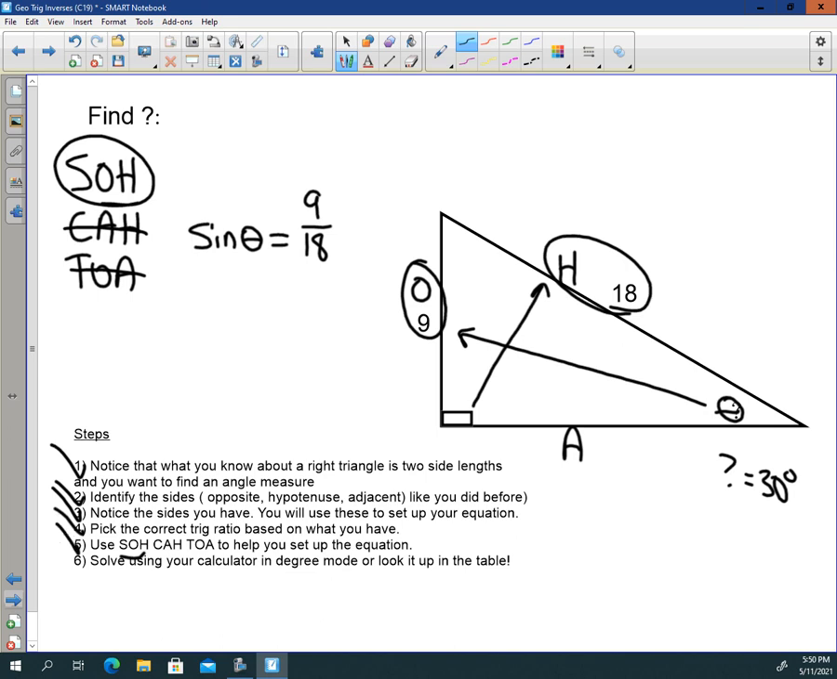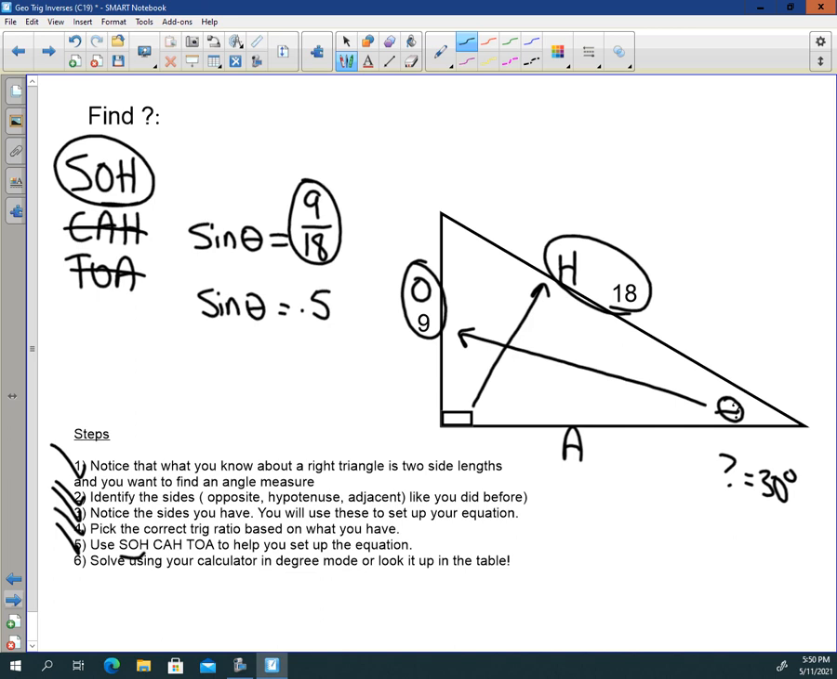And now we're going to solve using our calculator in degree mode or look it up in the table. So here's how we do this. First of all, start here and just plug that into a calculator because we're going to be working with decimals. It's how everything's kind of set up for trigonometry. So sine of the angle, or theta, is, and what is 9 divided by 18? It's 0.5.